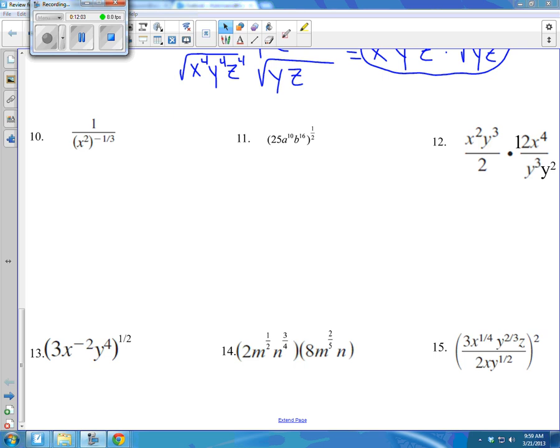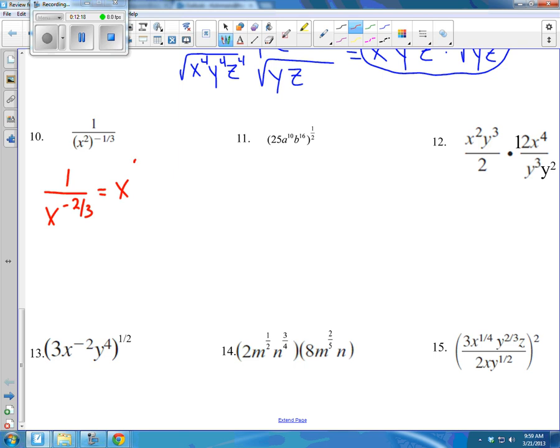So on number 10, I see parentheses. The parentheses tell me I should multiply the exponents, so I'm going to do that. And then the negative exponents tell me to move it to the top. So when I'm done moving it to the top, I get x to the 2/3, and that's it for that one. Next problem.